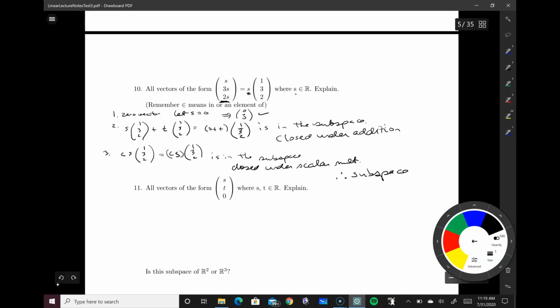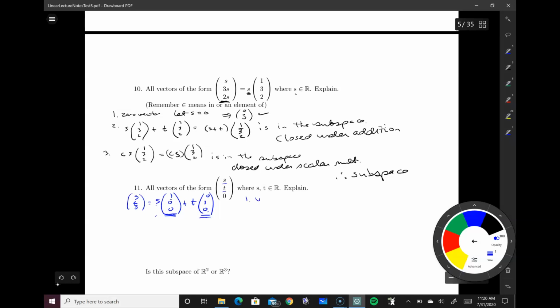All right, so let's jump it up a notch here. So now I have vectors that have this form, with two different variables. So this s, t, 0 can be written as s times 1, 0, 0 plus t times 0, 1, 0, right? Because this s would go here, and this t would go here, and then there are zeros in the third entry. Okay, so I'm looking at vectors that have this form. So is this going to be a subspace?